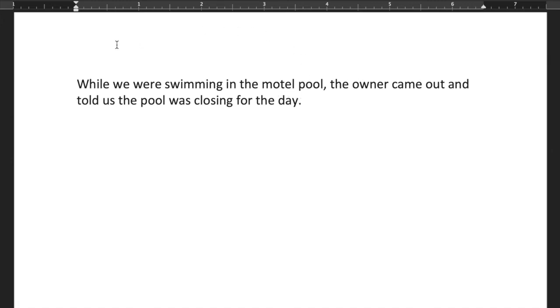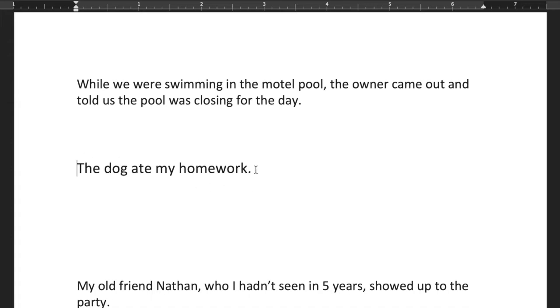And notice now we have an answer to the question of while. While we were swimming in the motel pool, what happened while we were swimming? What happened was the owner came out and told us the pool was closing for the day. So I hope that makes it a little more clear as to how these clauses work. Something that people might be confused about is that this is considered one complete sentence now, but it does have two clauses in it.